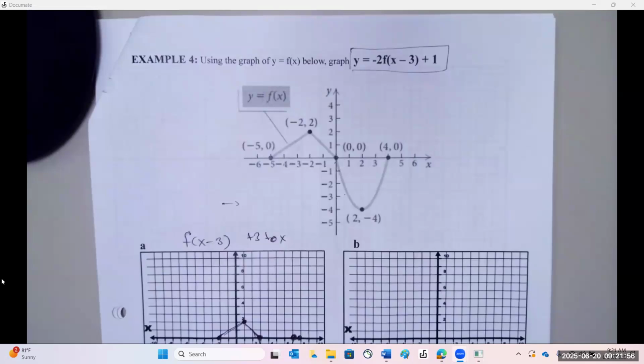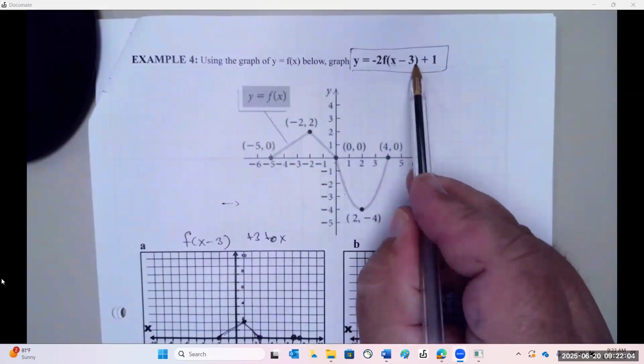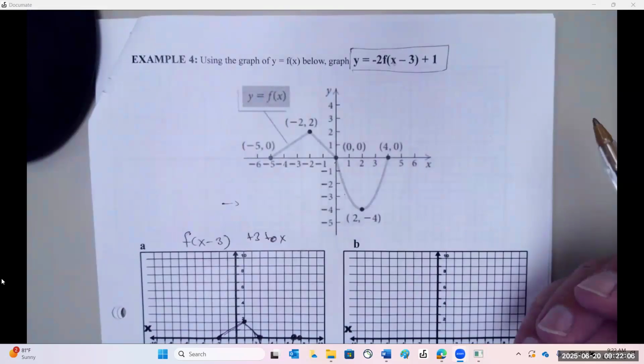So what's the next thing we change? Building up from inside here, where will we go? We'll look at the side. They have a 2. What does the 2 tell me to do?